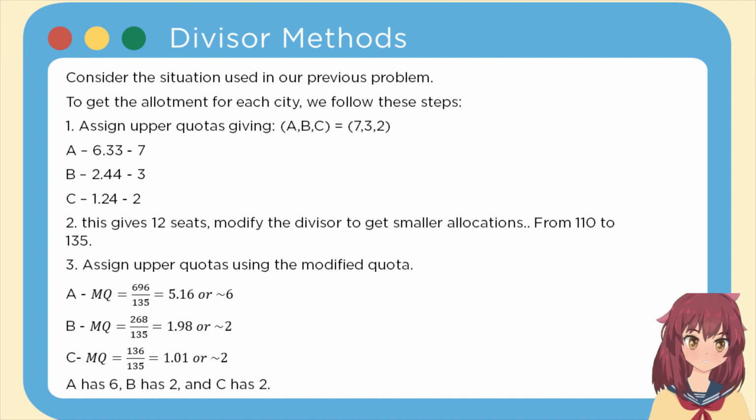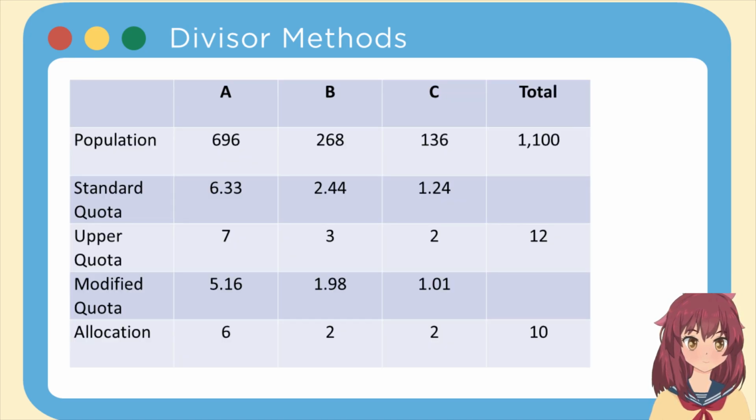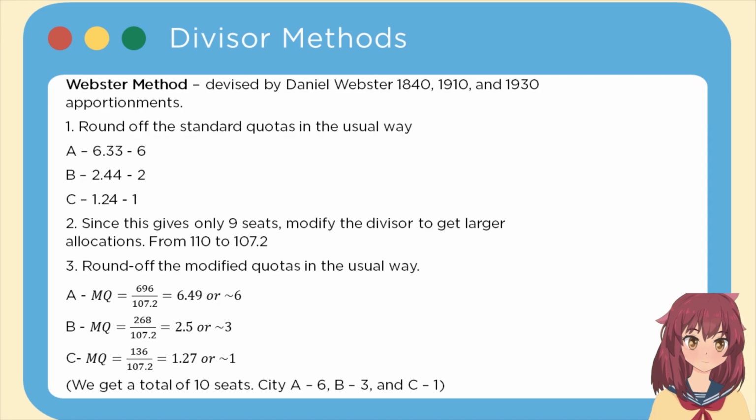We choose a larger divisor than 110, say 135. Step 3 is assigning upper quotas using the new modified divisor. We get 6, 2, and 2. We get a total of 10 seats. The third and last divisor method is Webster's method, which was devised by Daniel Webster and was used in the 1840, 1910, and 1930 apportionments.